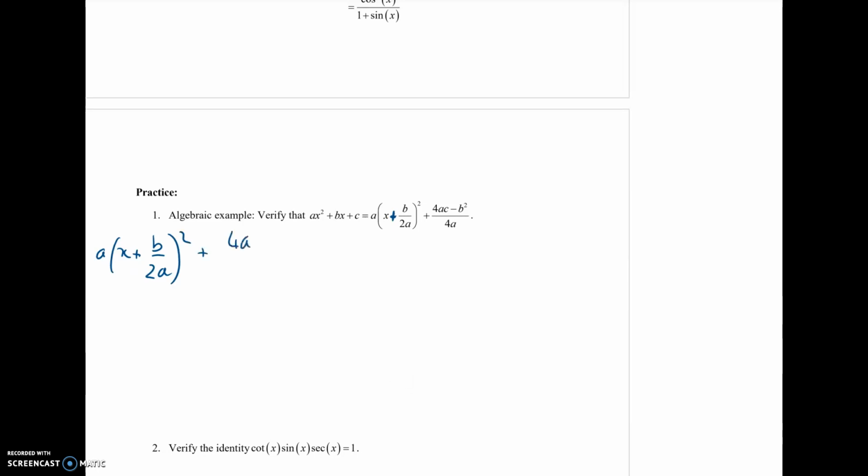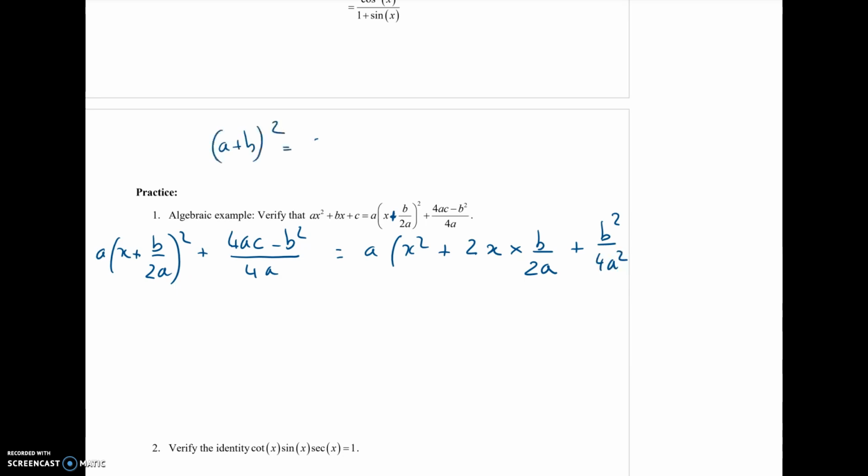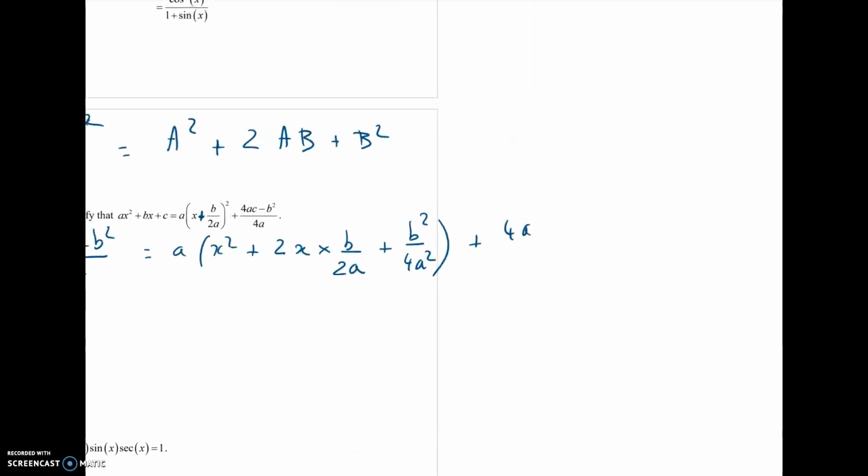plus 4ac minus b squared over 4a, and I'm going to simplify it. So first of all, that is equal to a times x squared plus 2x multiplied by b over 2a plus b squared over 4a squared. Remember, a plus b squared is a squared plus 2ab plus b squared. Instead of ab, what I should have is capital A, like this, so you're not confused. Capital A plus b, squared, equals A squared plus 2Ab plus b squared, plus 4ac over 4a minus b squared over 4a.